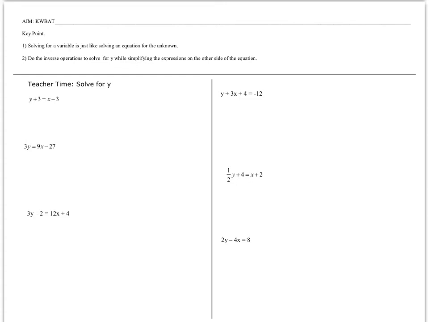Today's aim is that we are going to be able to solve equations for y to get slope-intercept form.